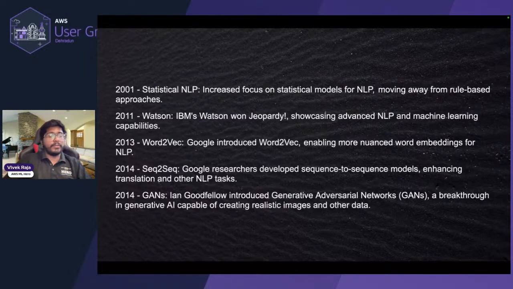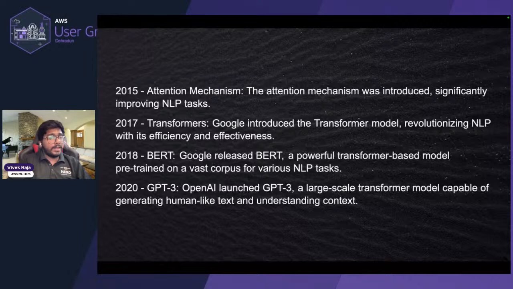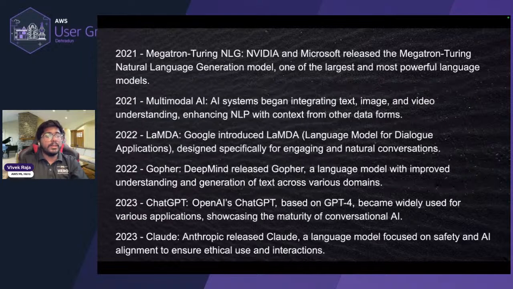We have come a long way from that. Then the attention mechanism came into NLP, which was a huge thing. If you want, you can read the research paper called "Attention Is All You Need," one of the remarkable papers in NLP. Then we had transformers, BERT, and the GPT-3 model, released in 2020, which could create much better human-like text and understand more context. Then in 2021, NVIDIA and Microsoft released Megatron-Turing NLG.